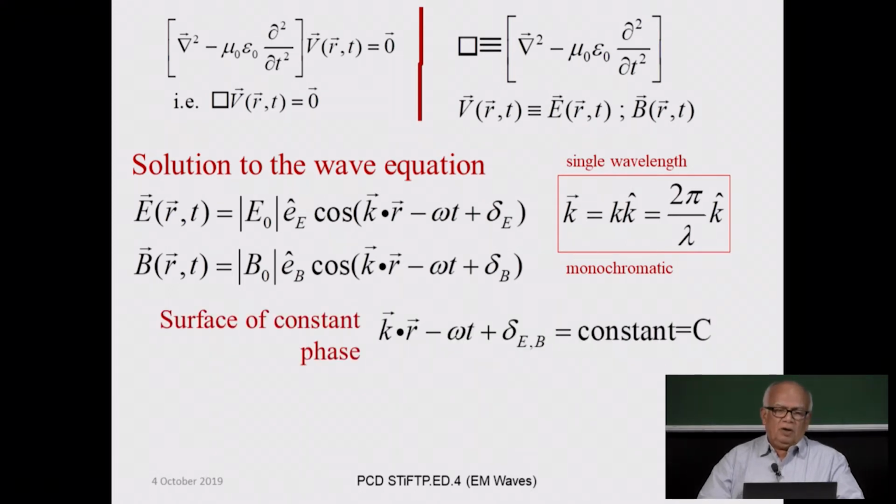So, we can ask, what is the surface of constant phase? The phase is given by the argument of the cosine function, which is k dot r minus omega t plus delta, right? And the surface of constant phase is given by k dot r minus omega t plus delta equal to constant, right? K dot r is k r times the cosine of the angle between k and r, right? Because we do not know what this angle is, we write it as k dot r in general.